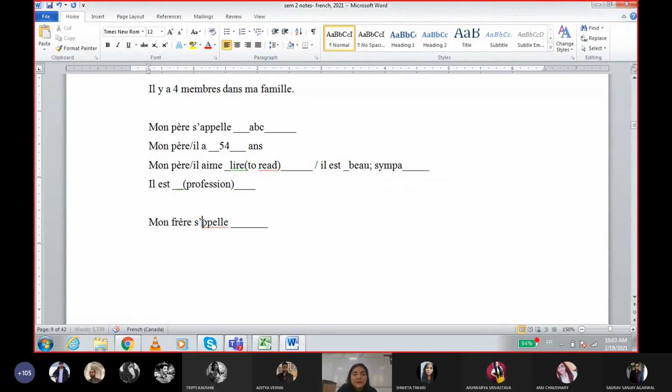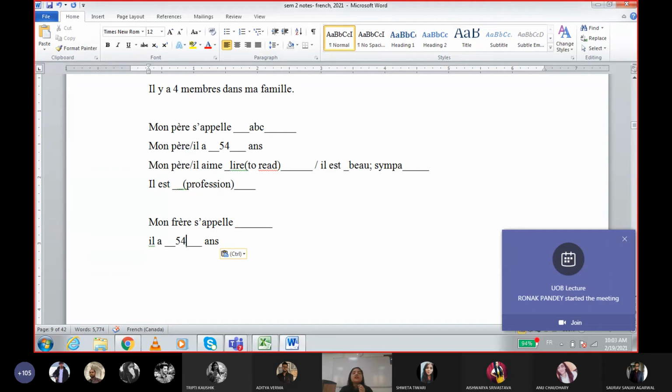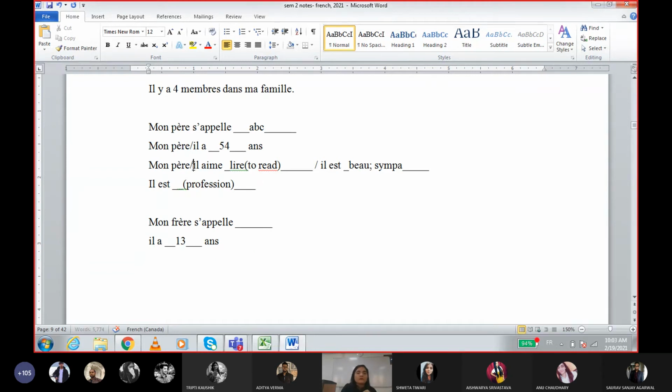Now what was the other one? The age. So it will be the same sentence. Of course, change the number. So he is 13 years old. Next line, il aime lire. Here you write il aime lire. And if you don't want to write that, then we have to write something else. So if for father you have used lire, you can use il est beau here. So our next sentence is done, il est beau. So basically you just have to shuffle around with the words.